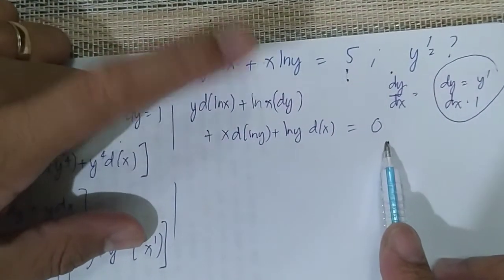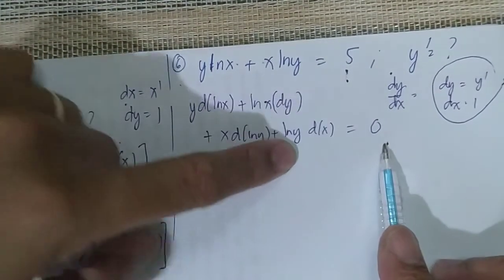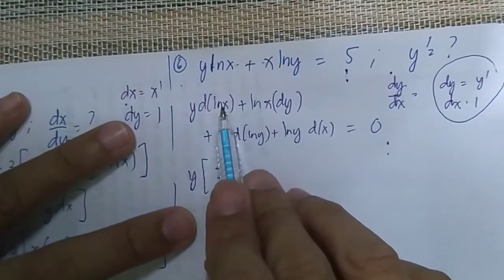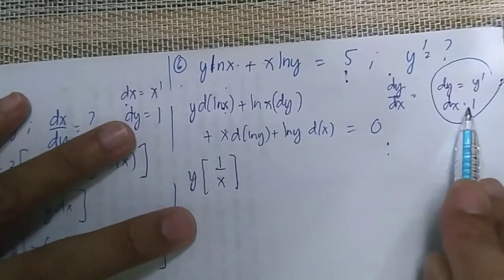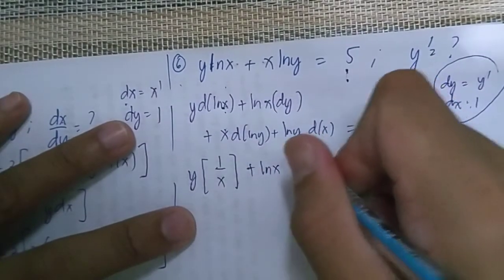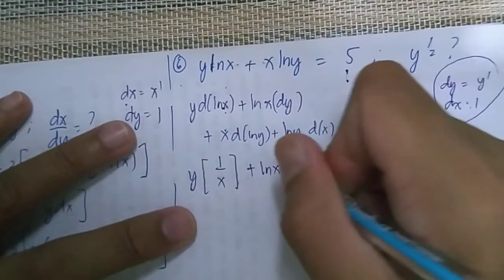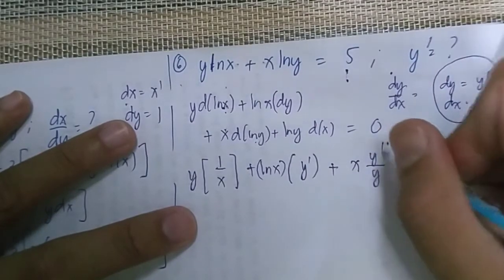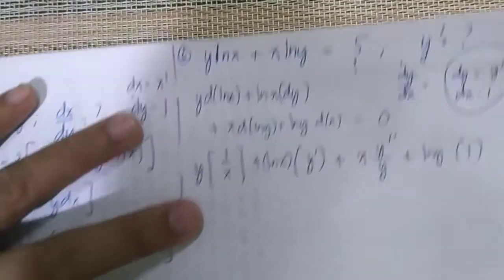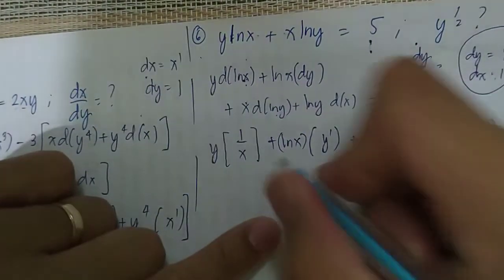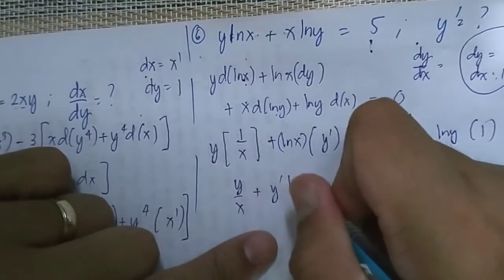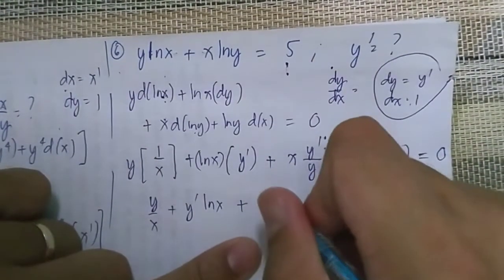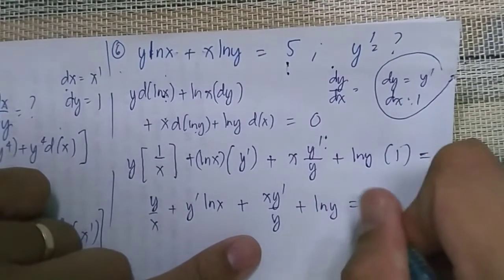Again, u dv plus v du. So, that's the derivative of a product. So, y, derivative ni x is 1 over x because derivative of ln x is dx over x. But derivative of x is 1. Plus ln x times derivative of y is y prime. Plus x, derivative niyan ay over y, dy is y prime, plus ln y times derivative of x is equal to 1. So, magiging y over x plus y prime ln x plus, sorry, I forgot to equate that to 0. xy prime over y plus ln y is equal to 0.